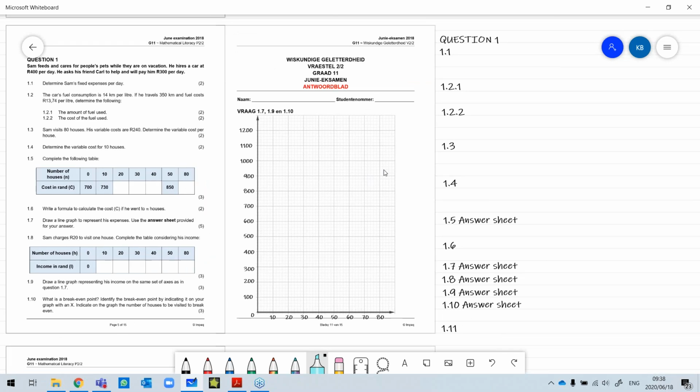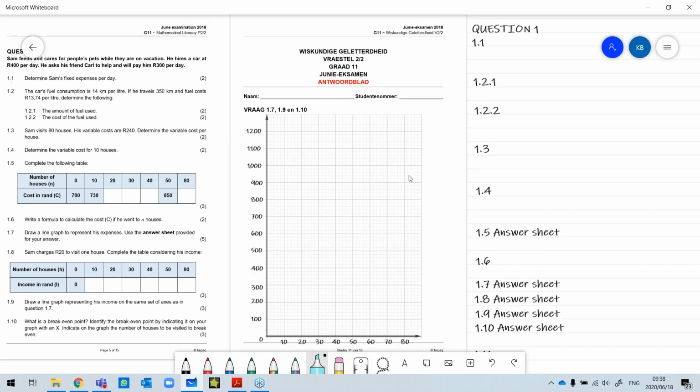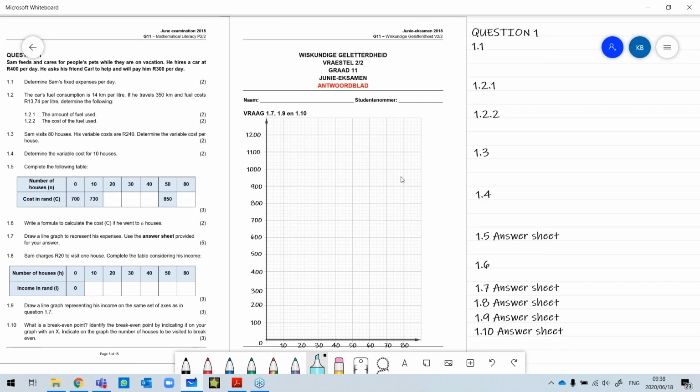So first of all, Sam has 2 fixed expenses regardless of how many houses he visits, which is the amount to hire a vehicle and also his payment to his friend Carl. So we are going to add those 2 values together, and that will then give us the fixed expenses for Sam's business. Quite straightforward, easy question, most likely the easiest one in this paper.